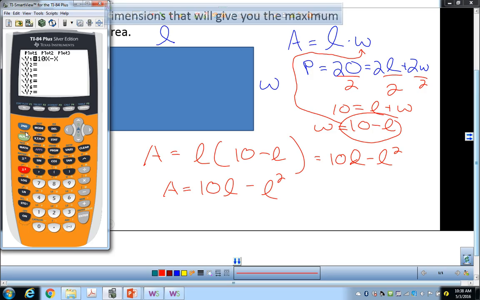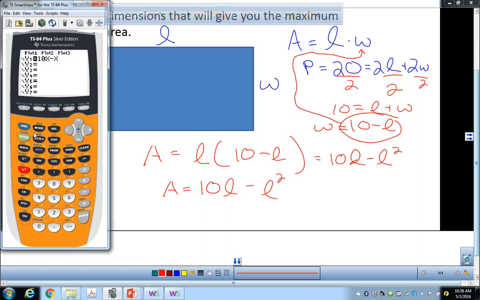And if I look at the table of values, I'm going to guess, okay? Anyone want to guess where the maximum is going to occur? 5. How do you know that? Oh, because Francesco found the vertex of that parabola.